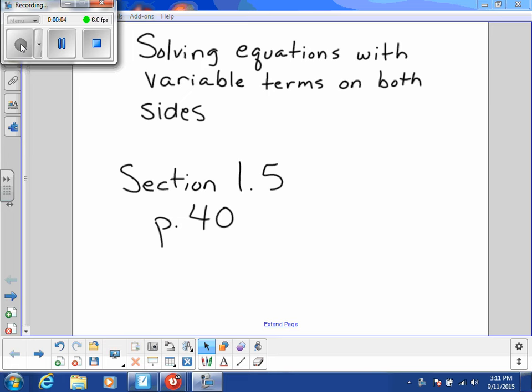Going to begin solving multi-step equations now by looking at equations with variable terms on both sides, meaning both sides of the equal sign. The section in your book is section 1.5, and the reading and examples start on page 40. I'm going to work through 6 examples right now, and 3 of these examples are in the reading part of your book. So you can read the examples worked out in your book after you watch this video and try the examples with me and compare how we show our work to the way it's shown in the book.